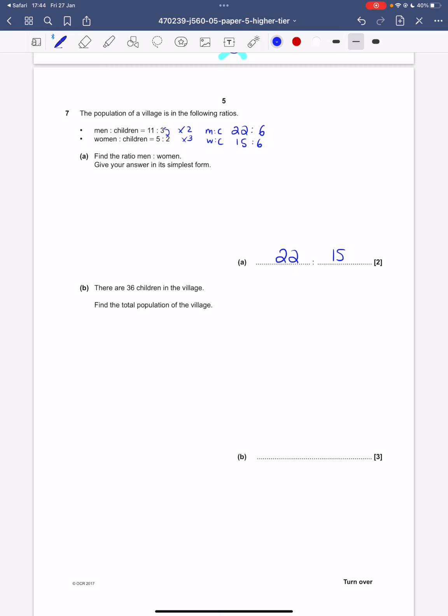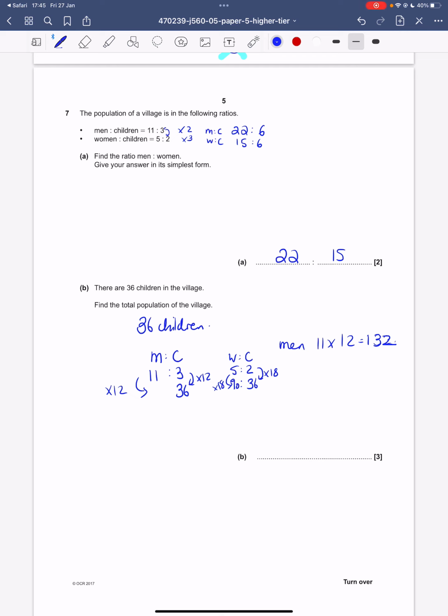If there are 36 children in the village, men to children is 11 to 3. So if we've got 36 children, that's times 12. So this is times 12. We've got 11, so the men is 11 times 12, 132. And then the women to children, 5 to 2. So that's 36, so that's times 18. So this has to be times 18. That's going to be 90.